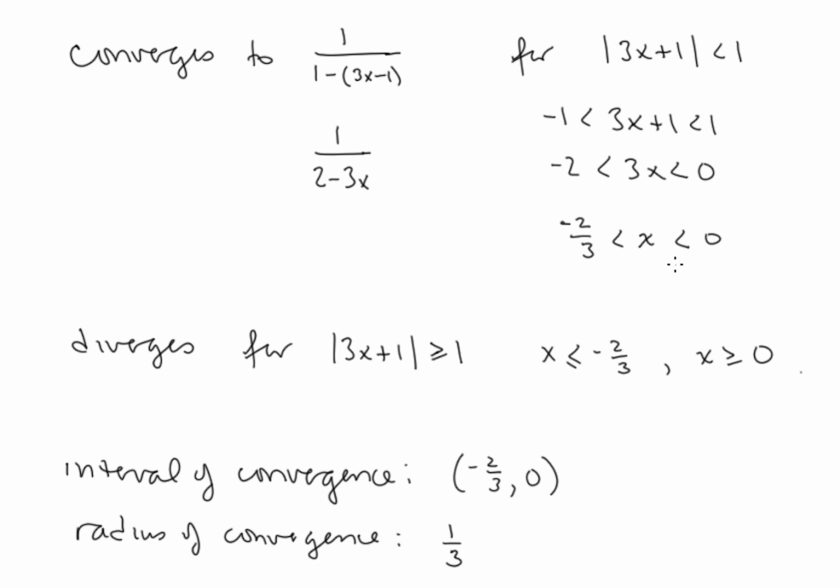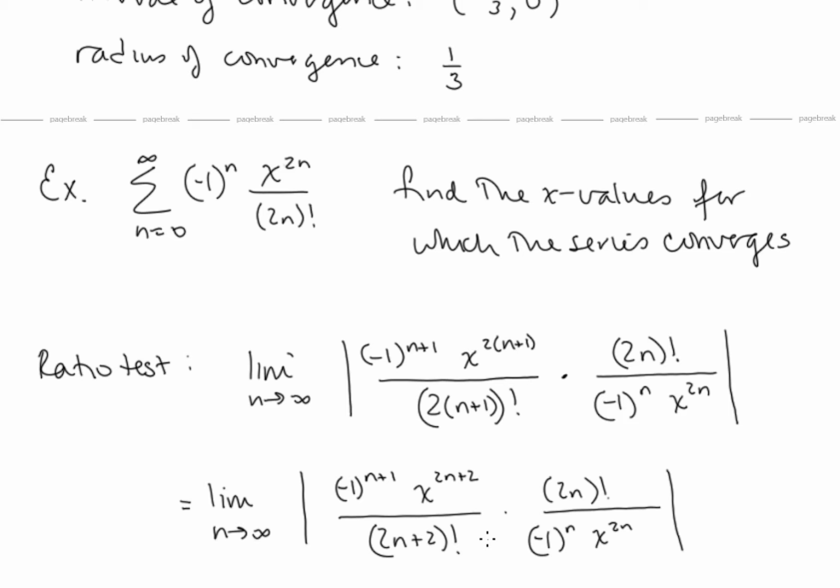Again, it's half the difference here. And another way we could view that is that we said our center for this series is negative 1/3. And so from negative 1/3, we're moving 1/3 of a unit in both directions. And that gives us the interval of convergence. So our radius of convergence is 1/3. Let's take a look at one more example.